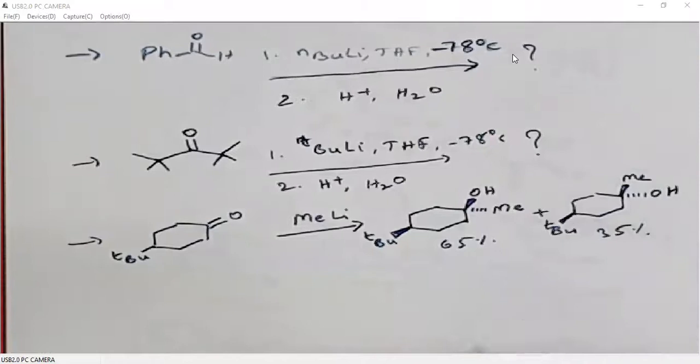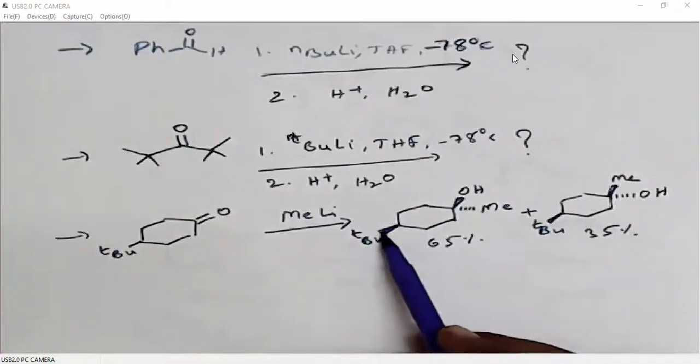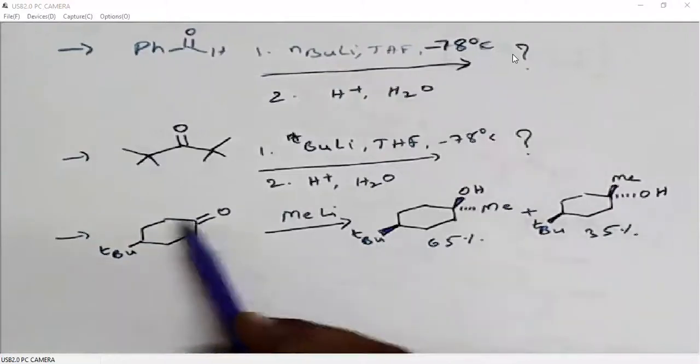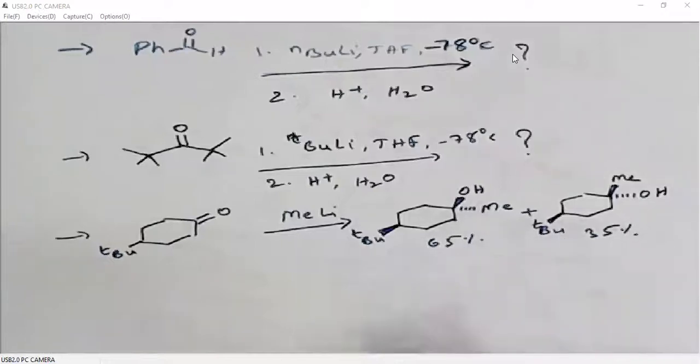Always remember that the tertiary butyl group will be above the plane. It will be at the equatorial position. It will never be at the axial position. So take the chair conformation and then practice how these major and minor products are coming.